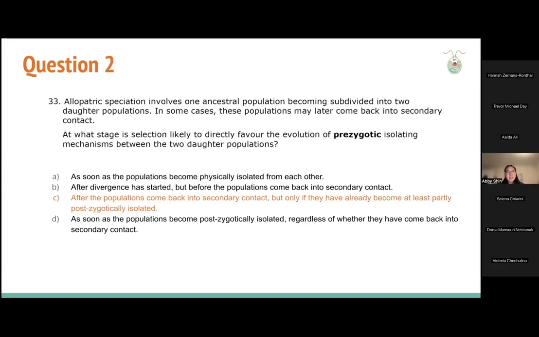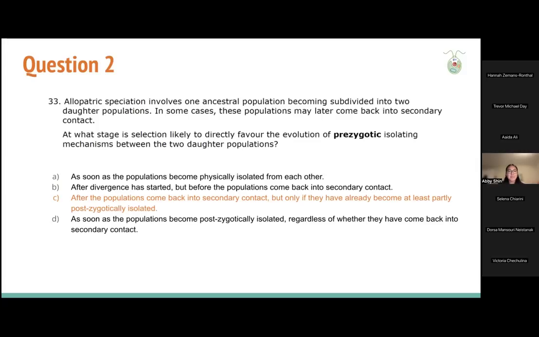So with A, this one is really specific to the wording because it's saying as soon as the populations become physically isolated, which is incorrect because immediately after separation, these populations would still be able to form a zygote. Because when you look at evolution, that leads to two populations acquiring different genetic differences. It does not happen within a generation or immediately. You need quite a bit of time to pass. So that is why A is wrong. So being really specific with that "as soon as" wording.